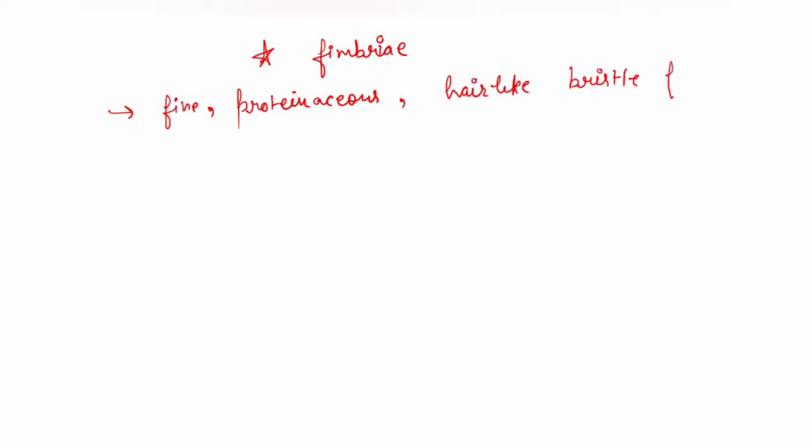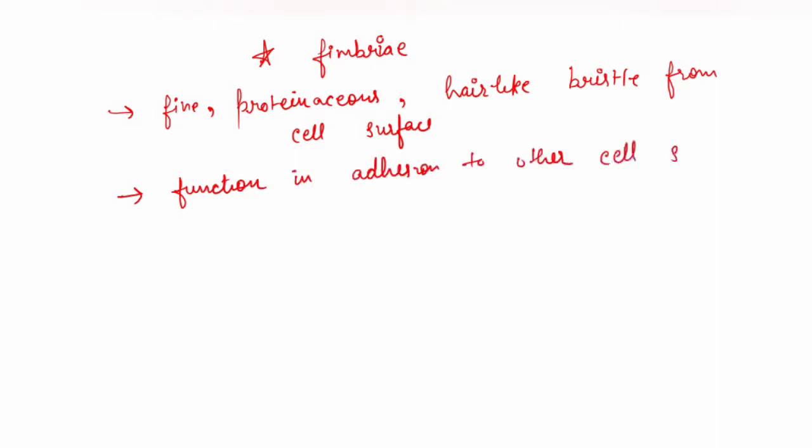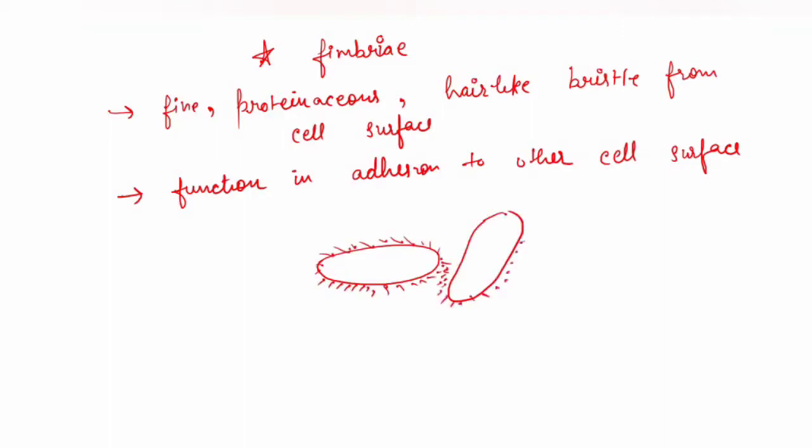Now the fimbriae or cilia. They are fine proteinaceous structures, or we can say hair-like bristles, present all over the cell surface, just like Velcro tape. Their main function is the attachment or adhesion of a cell to other cells. It aids in transportation of material, and also in communication between the cells. These are hair-like structures, and just like these, two cells are attached to each other with the help of cilia or fimbriae.